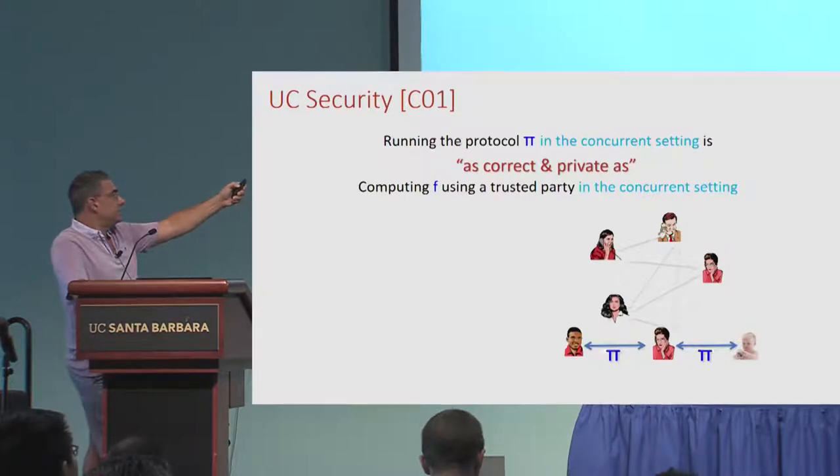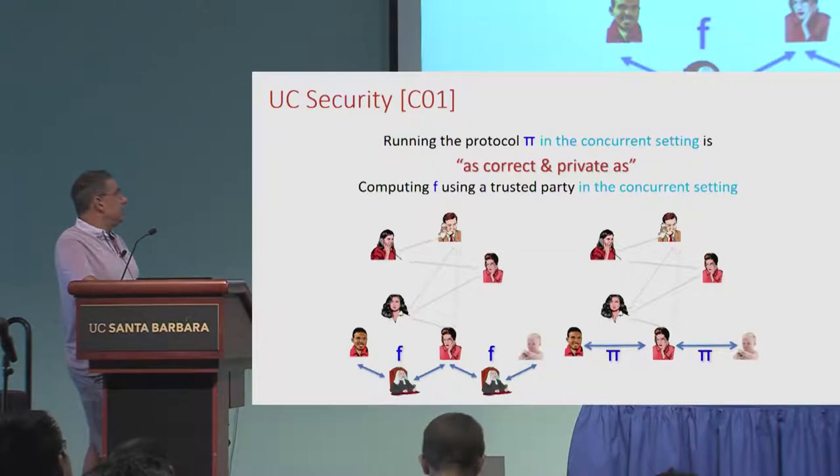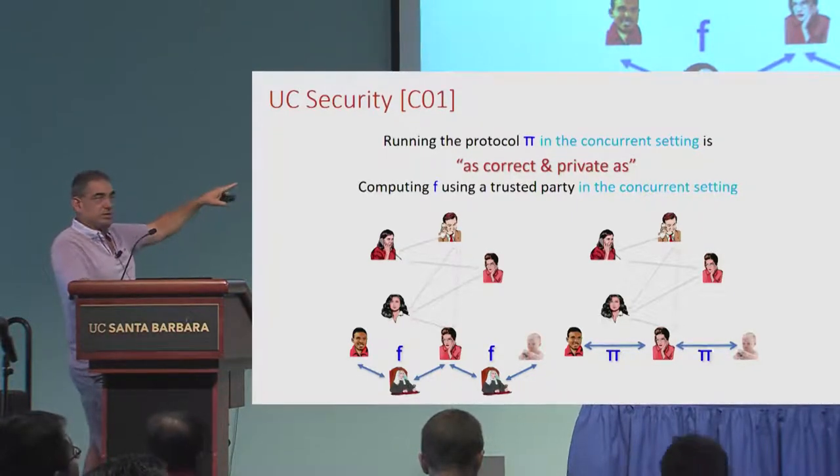So here is a system with two instances of the protocol. There's a man in the middle, or a woman in the middle, between two endpoints, running two instances of the protocol. And this should look the same to everybody as if this woman in the middle is actually interacting with two instances of the ideal functionality.